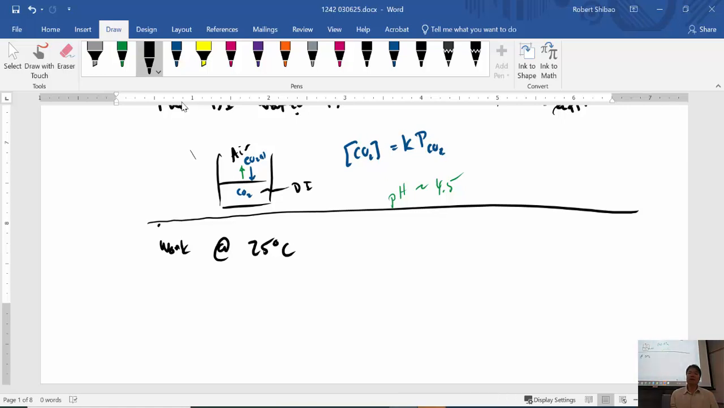And if we work at 25 degrees C, then I'd like you to memorize this. I'd like you to memorize that the pH of pure water is what? 7, and it's a real 7. And that Kw is what? Kw at 25 degrees C is 1.0 times 10 to the minus 14.